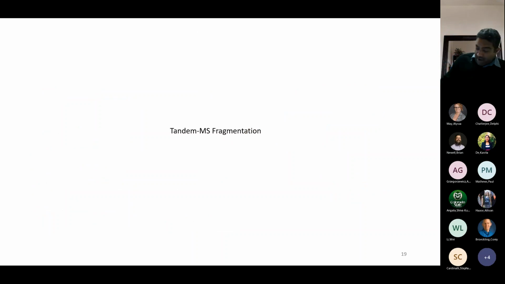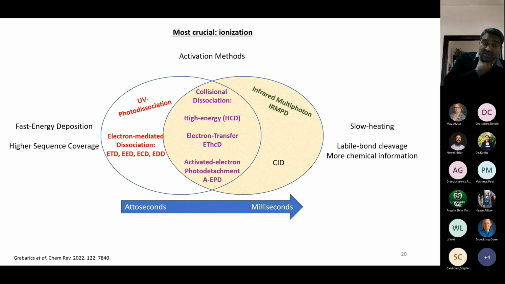Let's move on to tandem MS fragmentation. To understand this, the most crucial thing in tandem MS for oligosaccharides or polysaccharides is ionization, because it is not like proteins where a lot of nitrogens are there. They can be easily ionized, and then subsequent fragmentation will take place. Here, there are 2 aspects: slow energy dissociation like CID, which is my favorite, and fast high energy dissociation like ETD, electron-mediated dissociation like ETD, EDD, and UV photodissociation. UV photodissociation has restricted applicability because it needs a chromophore to initiate the ionization. Whereas these are still under development, this positional dissociation of high energy electron, EED, etc.